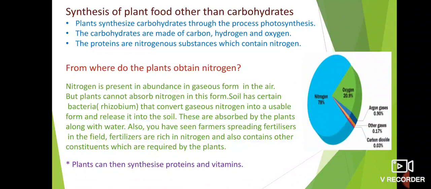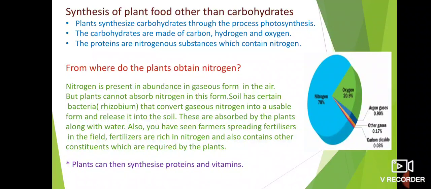See the third point here. The proteins are nitrogenous substances which contain nitrogen. Plants require proteins. These proteins are nitrogenous substances which contain nitrogen. Then how do plants get nitrogen, and from where do the plants obtain nitrogen?